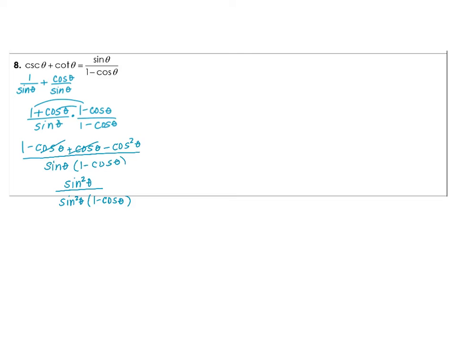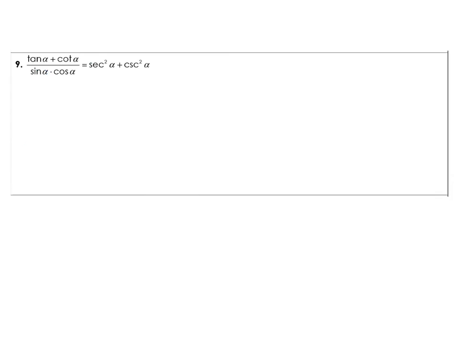Those sine squares, let's see, that bottom is only one sine. So it's going to cancel, leaving a sine. And so we have here sine theta over 1 minus cosine theta. And now we have our sides to match.